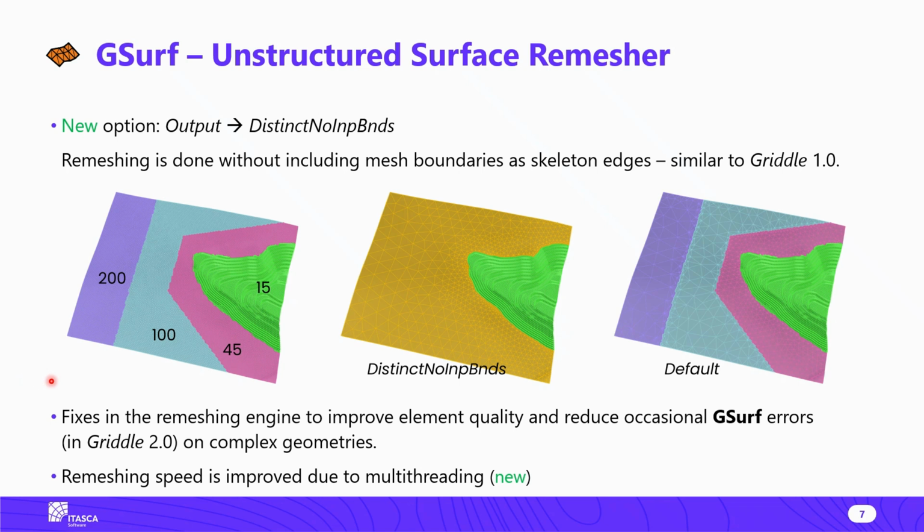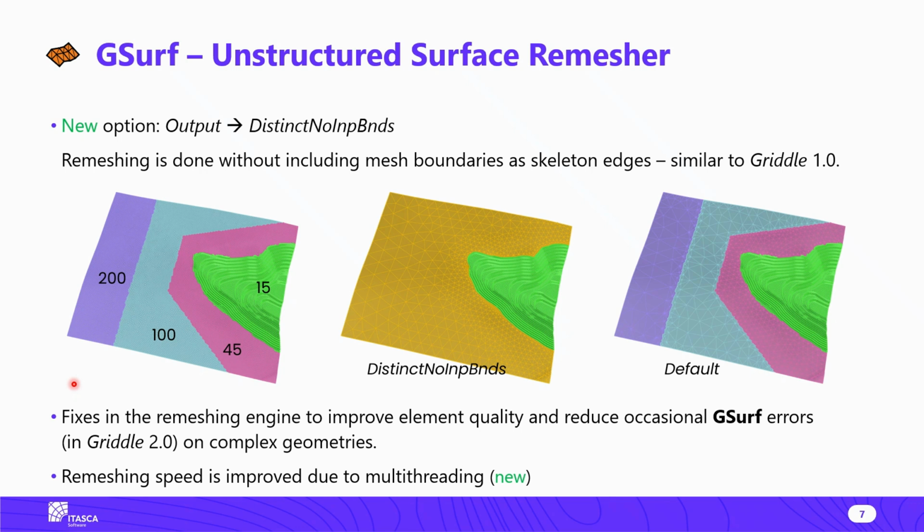We're back at the presentation, and let's briefly talk about gsurf, which is unstructured surface remesher. Remesher got a new option, which allows remeshing input meshes in the way Griddle 1.0 used to remesh them. So this option is specifically for people who like to use Griddle 1.0 or got used to using it.